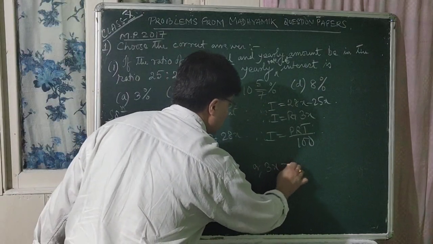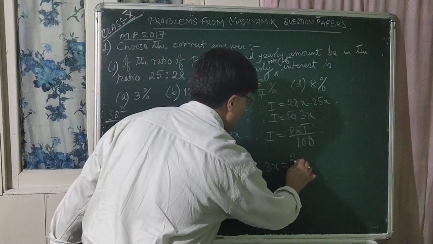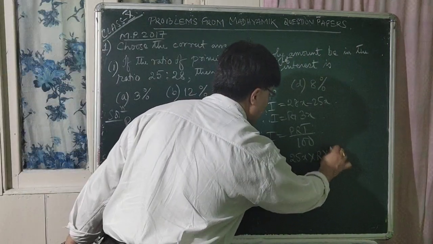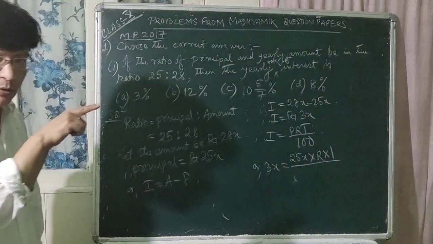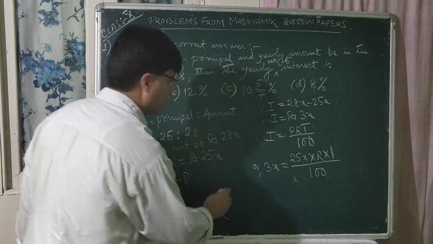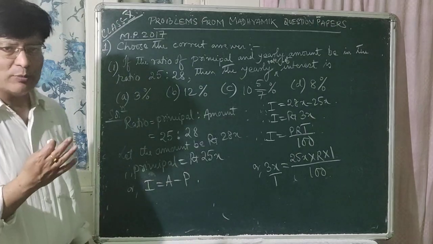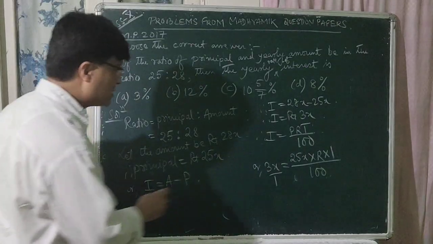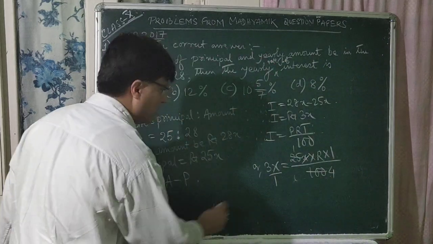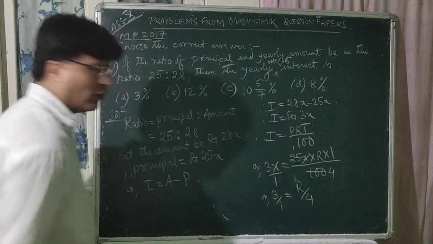I is 3x is equal to, what is the principal? 25x. 25x into what is the rate? We don't know, R, into what is the time? Yearly amount. That means 1 year. So T is 1 year divided by 100. So below 3x there is 1. Okay. From both the sides in the numerator there is a common term, that is x. You can cancel them. X gets cancelled. 25 ones are 25, 25 fours are 100. That means we get here 3 by 1 is equal to R by 4.